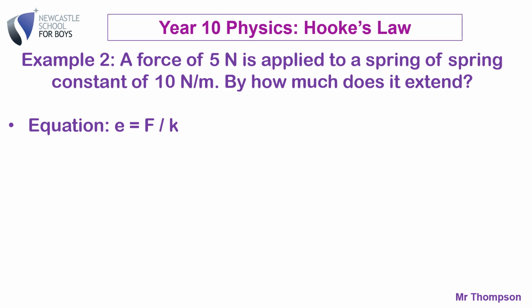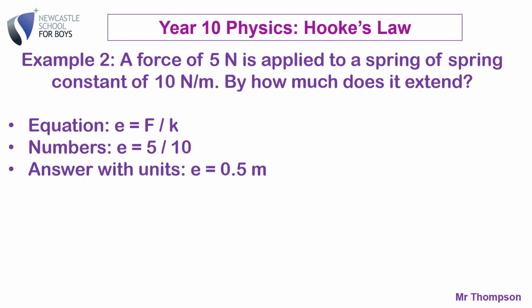For example, if you are going to rearrange it, then E would be F over K. So in this situation, the force is 5 newtons and the spring constant is 10. Divide one by the other and you get 0.5 meters.